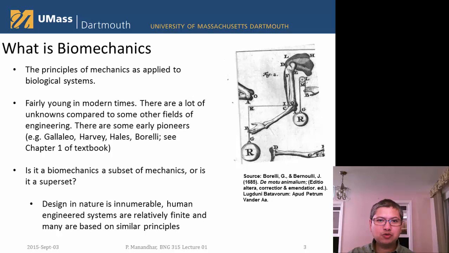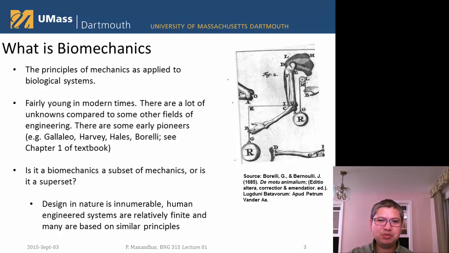So let me start with a brief introduction to biomechanics. In the book, this is chapter 1, and it's a fairly comprehensive treatment, but I'll finish this in one slide because I want to get to the more interesting stuff. One definition of biomechanics could be that it is a study of principles of mechanics as applied to biological systems.